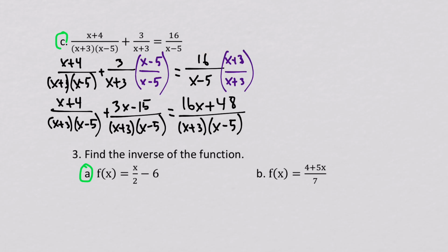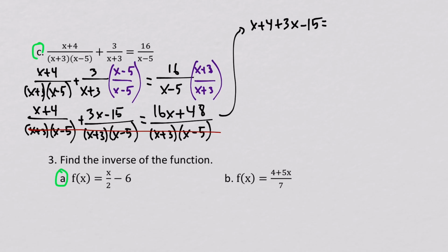At this point, we basically cancel all the denominators because they're all the same. That's really not what's happening, although you can think of it that way. Really, we're multiplying the entire equation on both sides times x plus 3, x minus 5, and that allows us to cancel that with all of the denominators. But you can just think of it, as soon as you see that all the denominators are the same, you can just cancel them. They're all gone, which allows us to continue with a much easier problem. Basically, what we have left now is x plus 4 plus 3x minus 15 equals 16x plus 48.